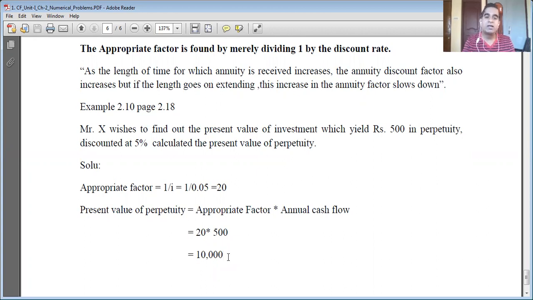Any questions about the present value of perpetuity? What is the meaning of perpetuity, or how to find out the present value of perpetuity? With an example, I have explained. If there are any small doubts, you can ask me. So, is it okay, students? Was it simple for you to understand? Yes, sir. Okay, so I'll consider it as yes from the class.